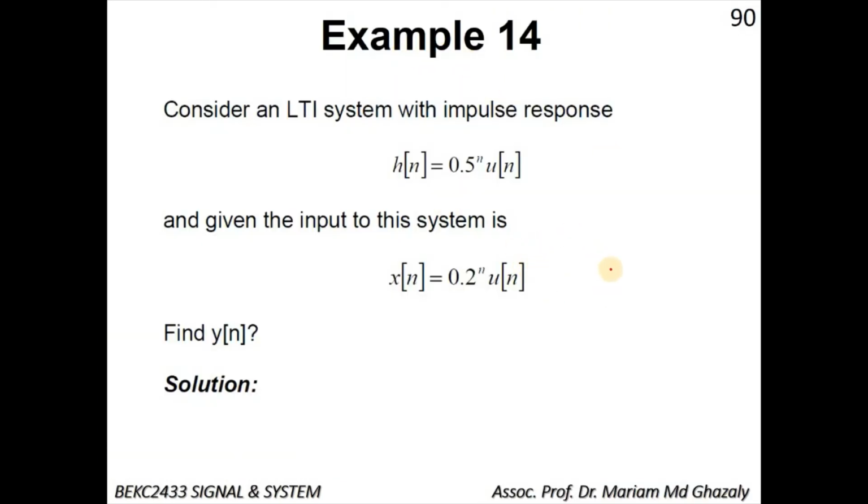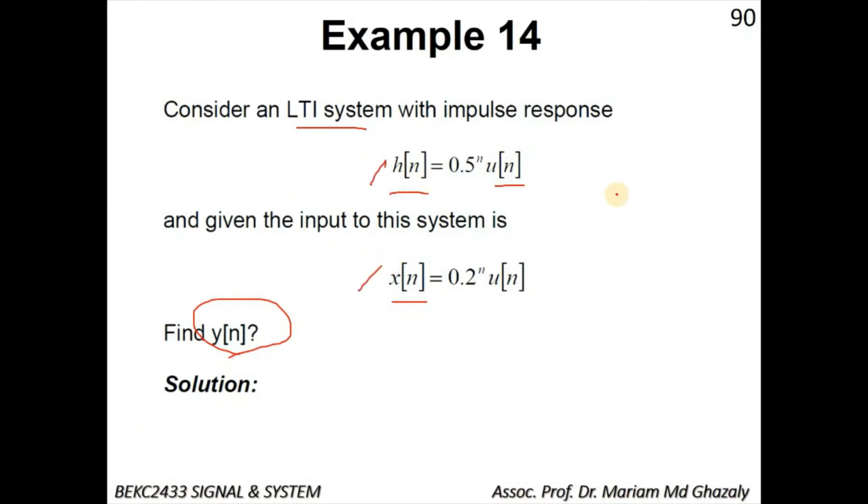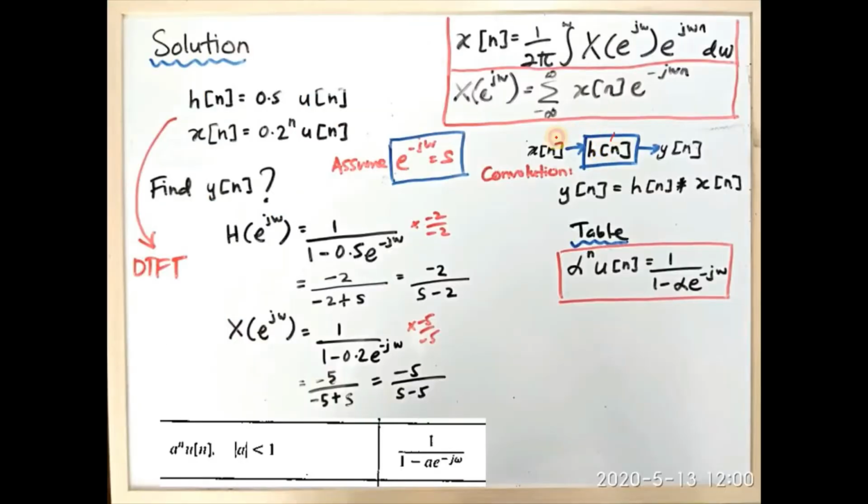Next, let's look at example 14. Consider an LTI system with impulse response h[n] = 0.5^n u[n], and the input to the system x[n] = 0.2^n u[n]. Find y. So you are given h[n] and x[n], so find y.